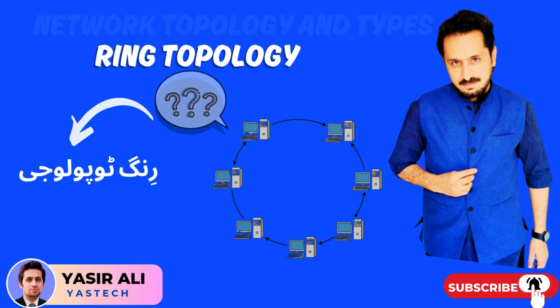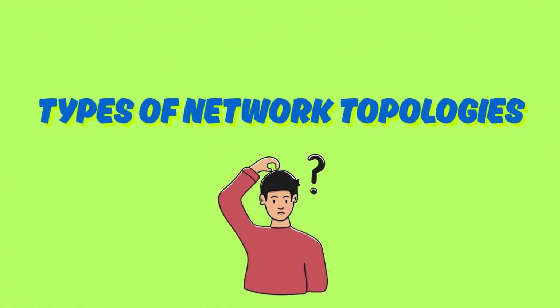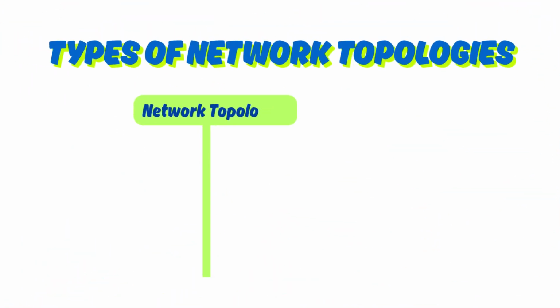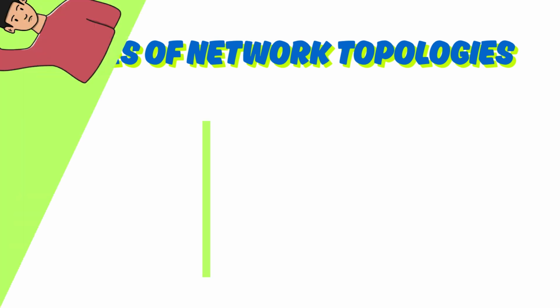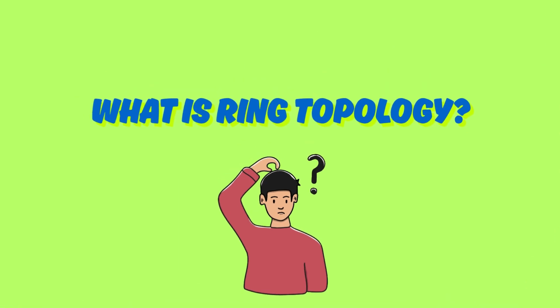Let's get started now. As previously mentioned, the network topologies can be divided into four main categories according to the textbook. These are mesh, star, bus and ring. We have already discussed the three types. Today we are going to discuss the last type of topology, which is the ring topology. In this segment, we are going to learn about the ring topology.